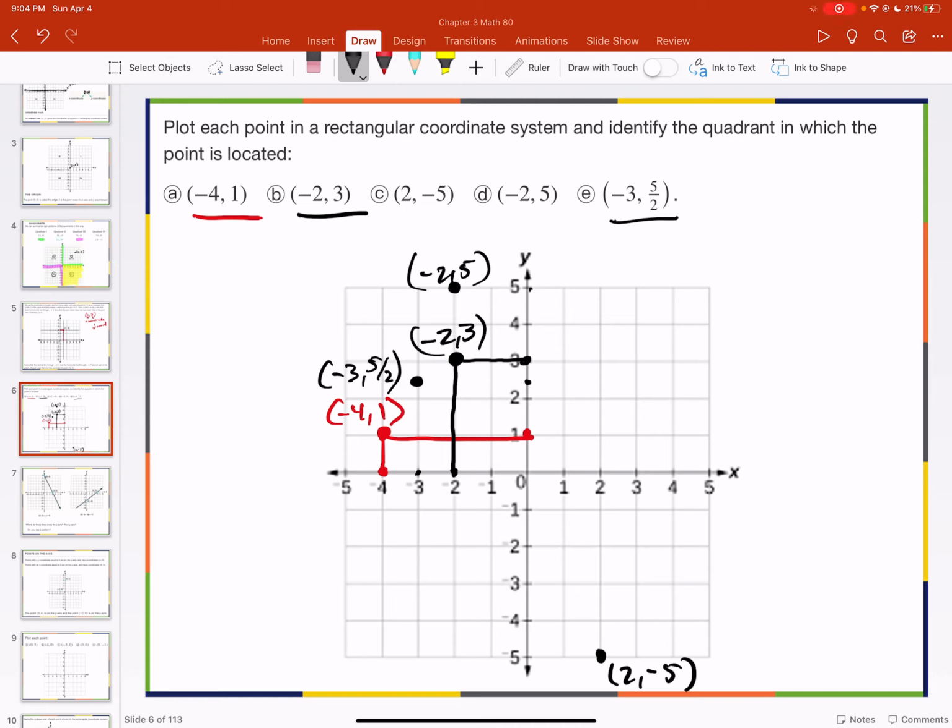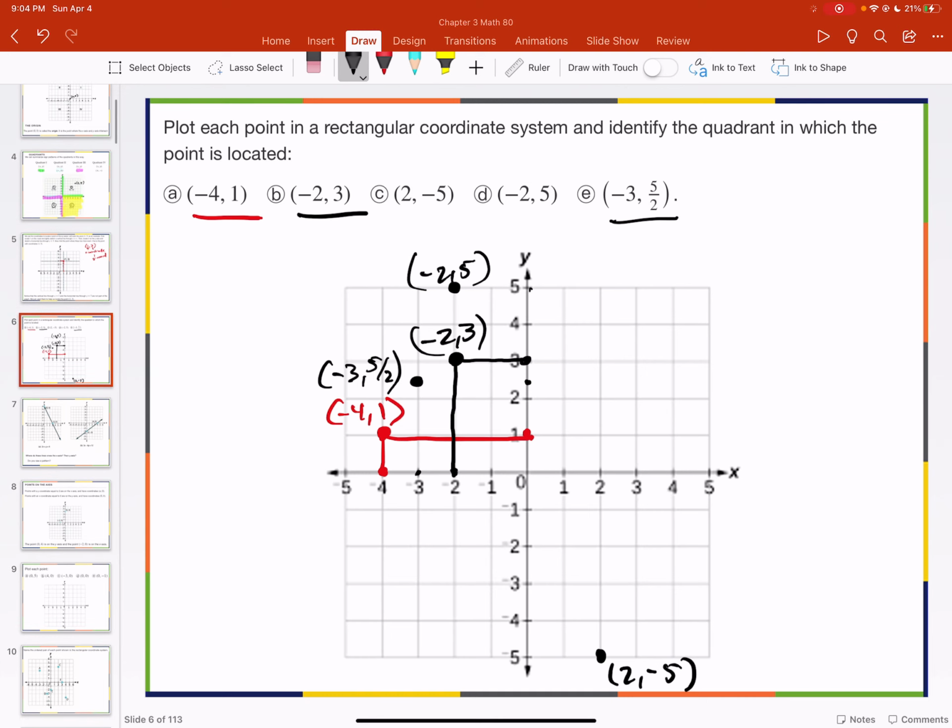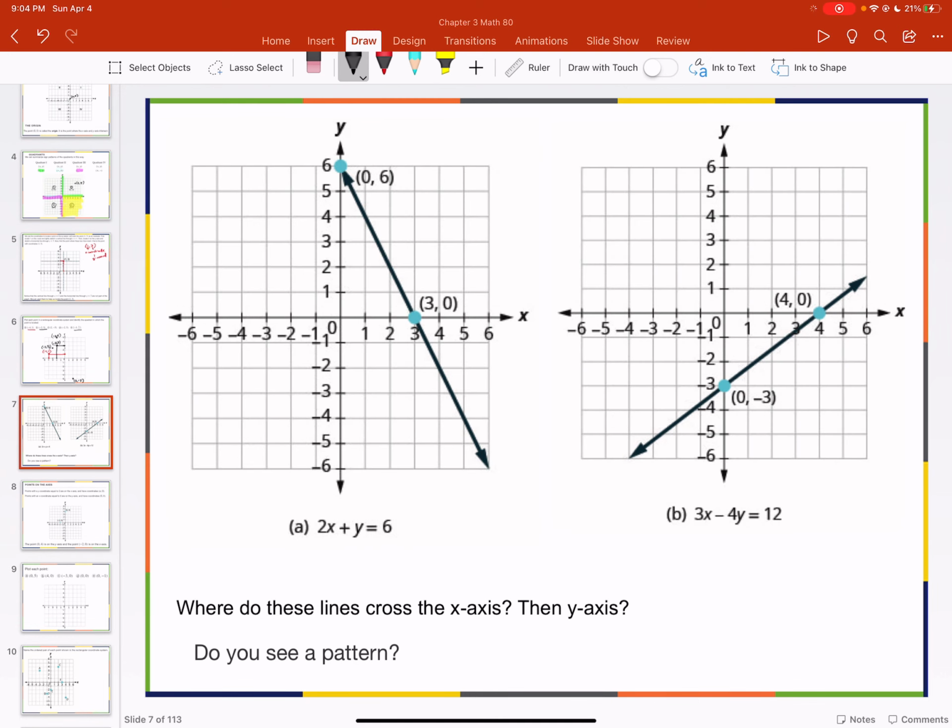Okie dokie. So now you know about graphing points, plotting points, right? Let's look at a couple of graphs of lines and let's notice a couple of things. So on the left side, you have the line 2x + y = 6, and you'll notice that it crosses the x-axis here at (3, 0), and it crosses the y-axis here at (0, 6). And on the right, you see 3x - 4y = 12, crossing the x-axis at (4, 0), and then the y-axis at (0, -3). So interesting.